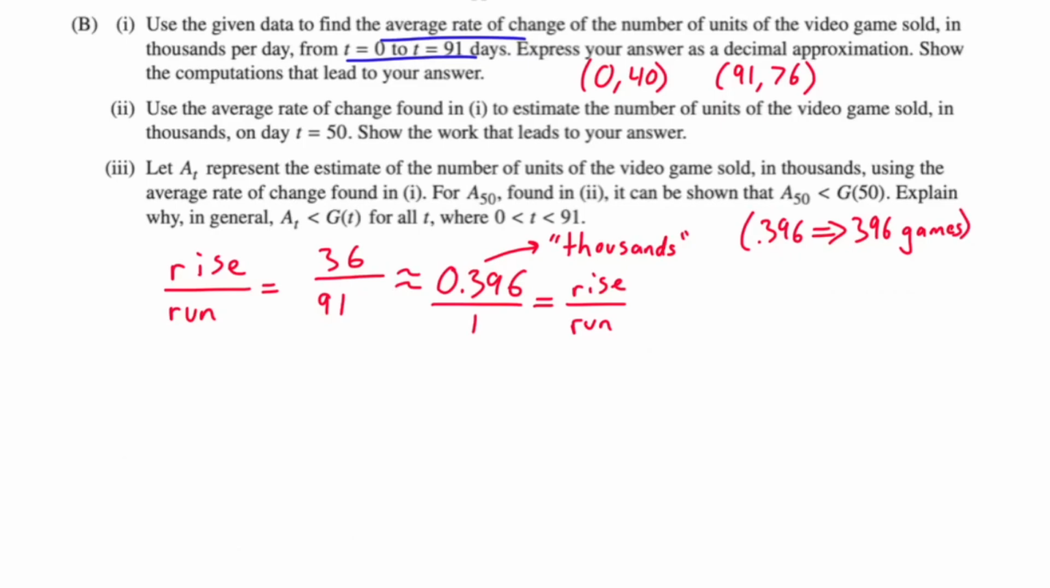Well, we want to figure out how many games were sold on day 50. So we could take this 0.396 over 1 and multiply it by 50 over 50. This is okay to do because 50 over 50 is just 1, so it's not going to change the value. But it will give us some other value on top, and the denominator will be 50, which is what we want. And I'm getting 19.8 for the numerator. So that means after 50 days have gone by, 19.8 thousand games were sold.